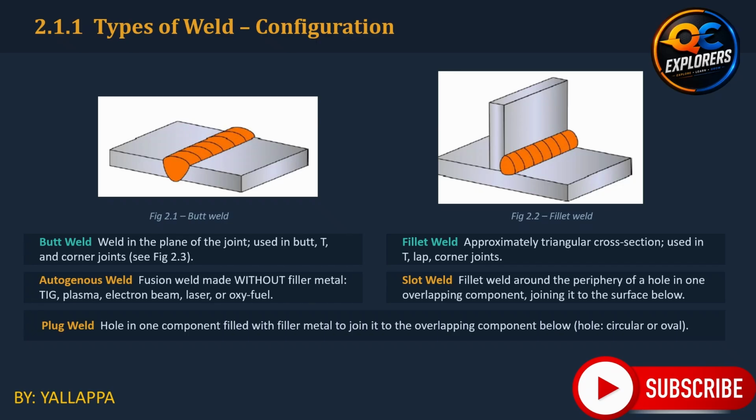When looking at an overlapping connection, ask yourself, is the weld around the opening, or is the opening filled with weld metal? That distinction helps separate slot welds from plug welds. From an inspection standpoint, the configuration also affects where you look for defects and how you determine the relevant dimensions.